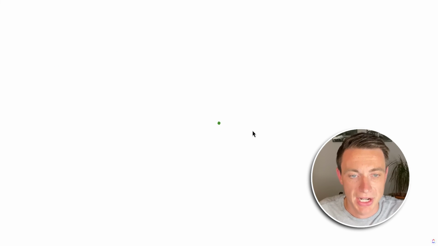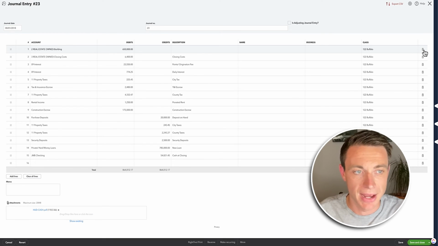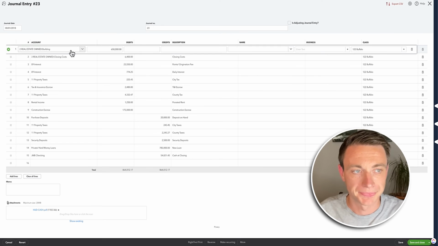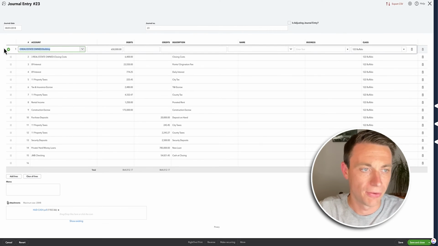Let's get to this transaction, and what we're going to do is, first of all, with a flip, you typically don't need to track land because we're not depreciating anything anyway. So I can get rid of that. And instead of putting it toward building here, I have a flip cost of goods sold category for purchase price.